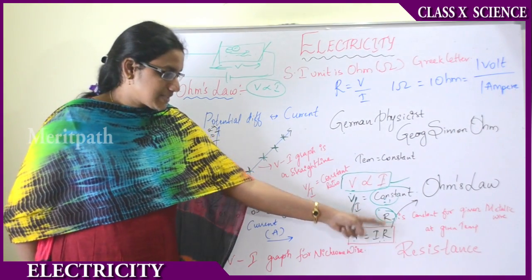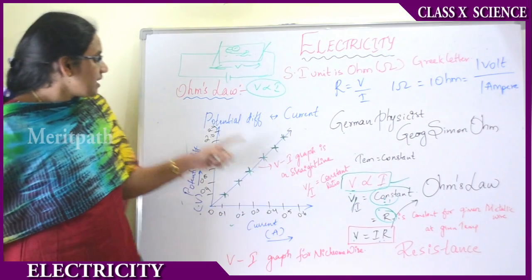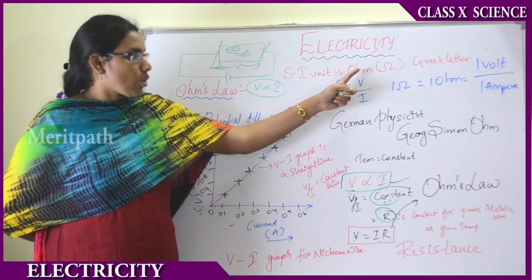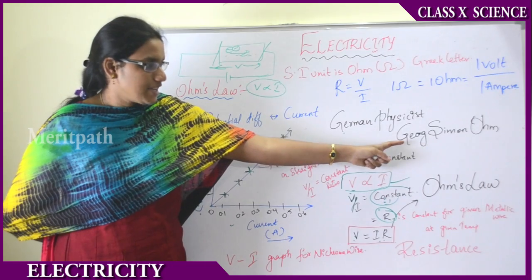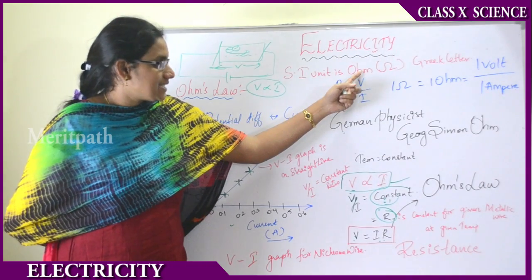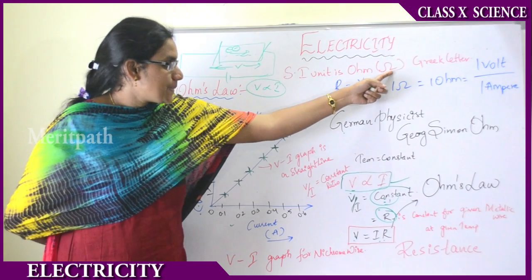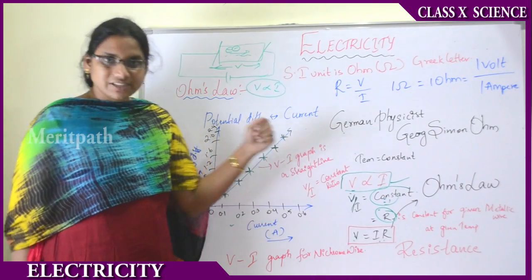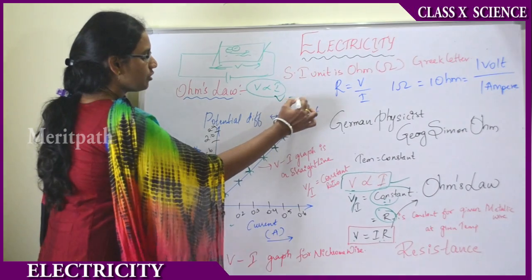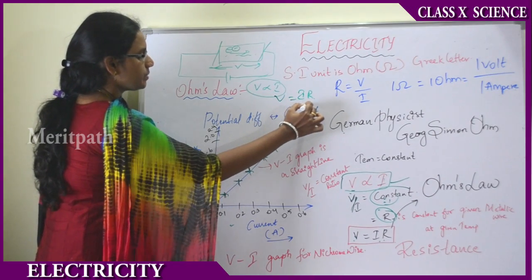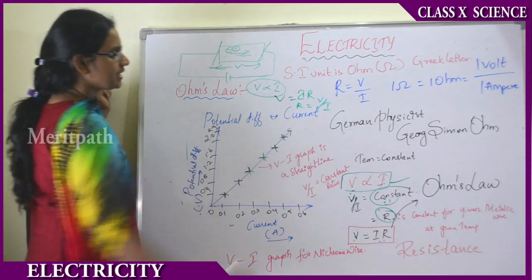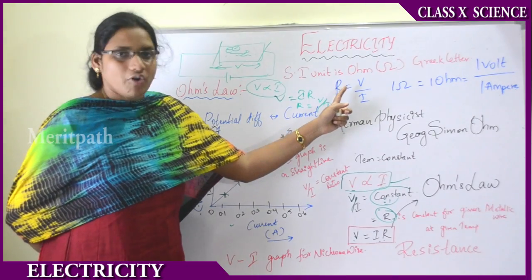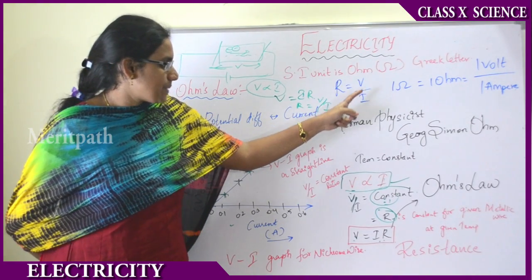The symbolic representation is R, and the SI unit of resistance is the ohm, named after the scientist Simon Ohm, and it is the Greek letter omega. It is the symbol of resistance, and resistance is defined as V equals IR. Therefore, R is said to be V by I. Thus, we have derived this formula for resistance, that is voltage by current.